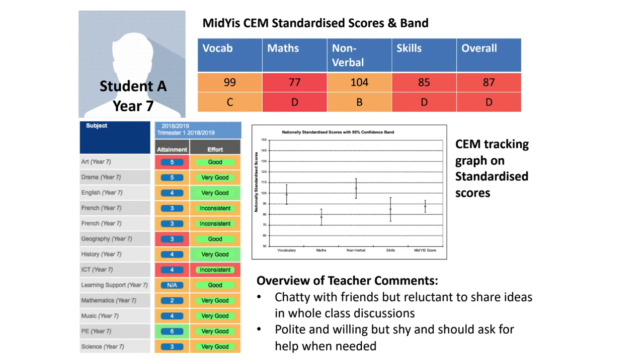And the teacher comments say chatty with friends but reluctant to share ideas in whole class discussions. Polite and willing but shy, and should ask for help when needed. So this is a child who might struggle. Their CEM data suggests that they might struggle. They have good vocab, but they seem quite shy, and their attitudinal data is okay, but inconsistent.